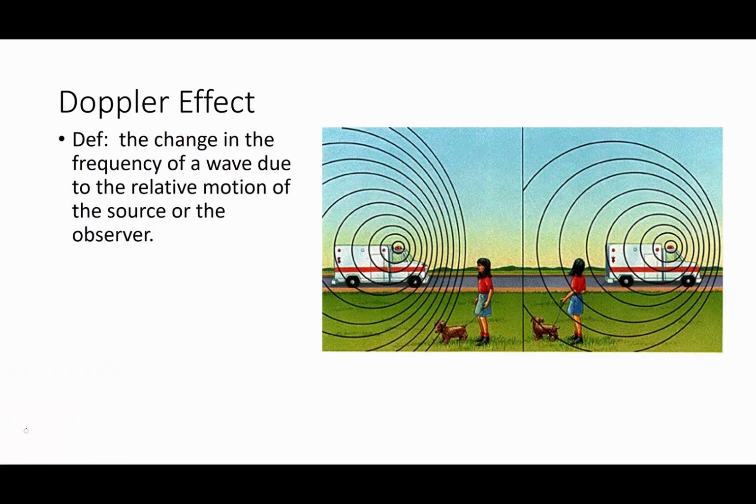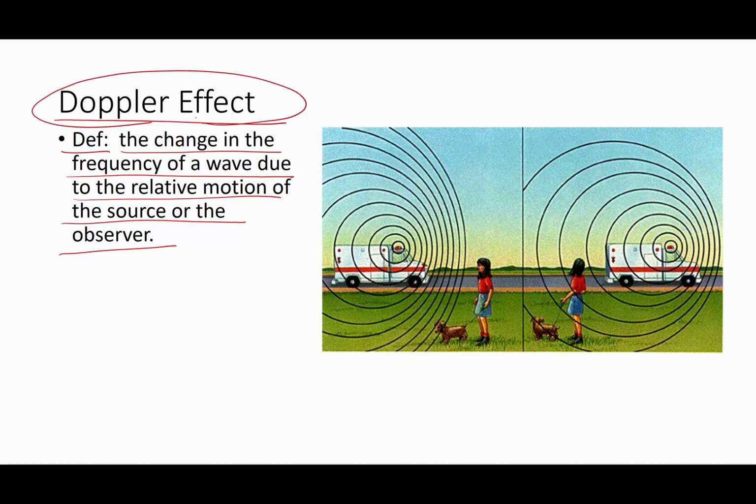Hi everyone. This time we're going to talk about the Doppler effect. Now, the Doppler effect is defined as the change in the frequency of a wave due to the relative motion of either the source or the observer of a wave. It's impossible to describe the Doppler effect without making funny noises, so here we go.